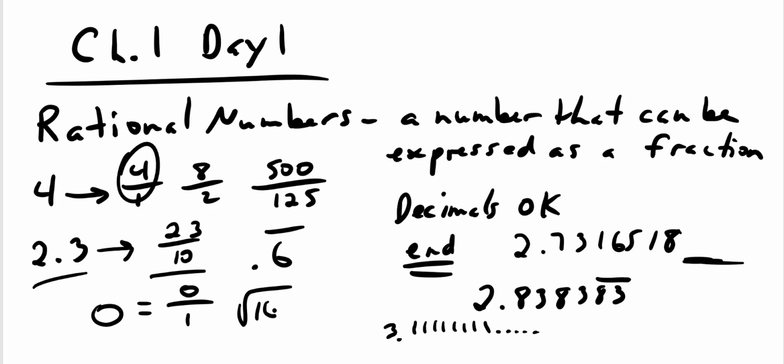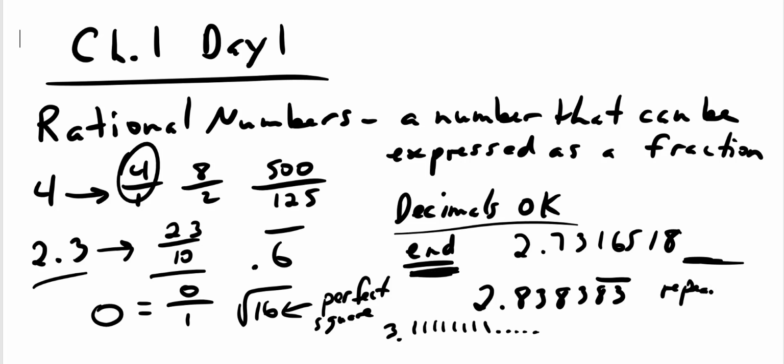Square root of 16. You're like, wait a second, what about square roots? Well, remember, guys, if this is a perfect square, it's a rational number. If it's not, it's irrational. We'll talk about that in a second. So a number that can be expressed as a fraction, decimals are okay, but like I said, it's got to end or repeat. If it repeats, it's okay too. Those are all rational numbers.